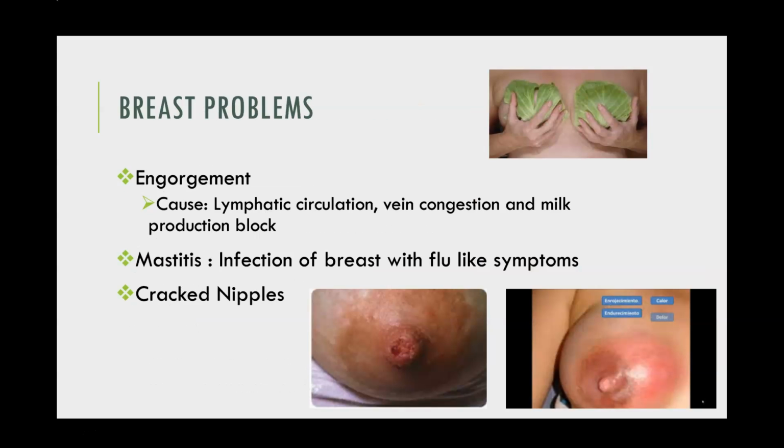You might encounter several breast problems in the postpartum period, specifically engorgement, mastitis, and cracked nipples. Engorgement happens because the lymphatic circulation becomes blocked and the veins become congested and milk is not able to flow through like it's supposed to. You will get an area that is nice and red and swollen. It will be very painful to the touch.